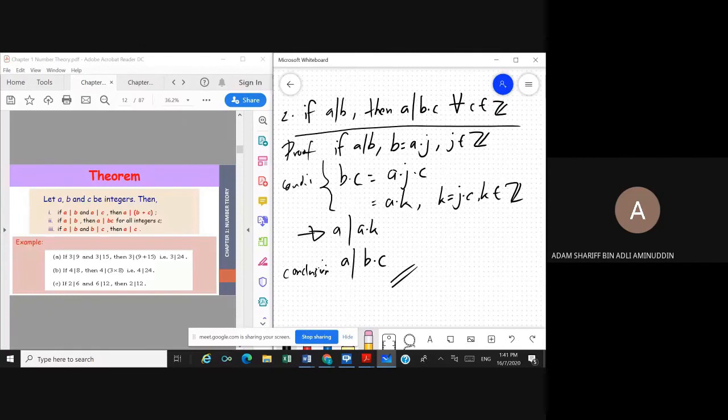Condition, by definition. I establish the definition. This is the main actual idea. Then I finish with a conclusion. Do you have any question?